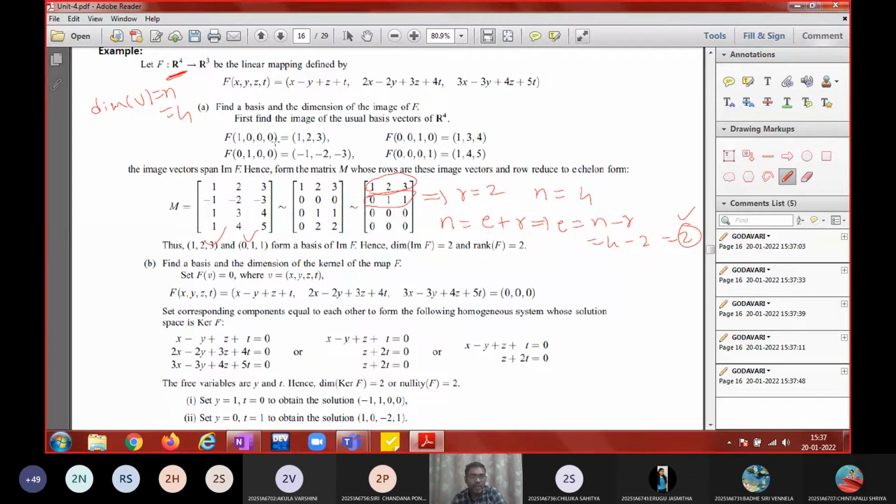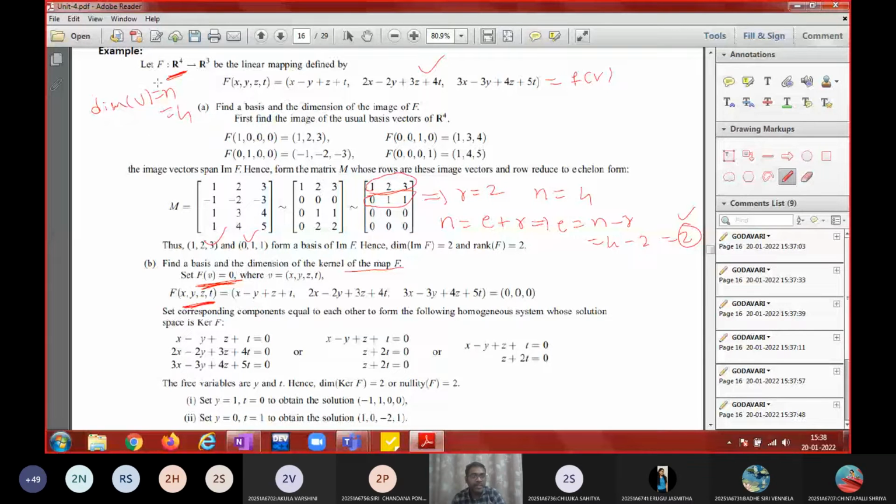Now if you're asked to find a basis and dimension of the kernel of f, what do you mean by kernel of f? The set of elements which map to 0. That means I should find all elements whose images are equal to 0. That means I have to find v such that f(v) equals 0. What is v? (x, y, z, t), the input point. So what is f(v)? f(v) is defined like this. See, this is f(v). So this must be equal to 0.